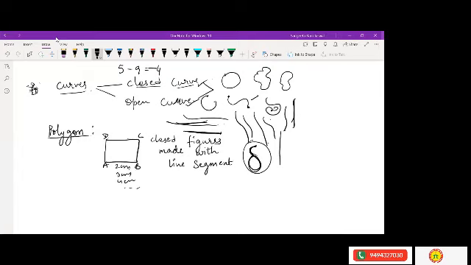And what are regular polygons? Regular polygons are those polygons which have all sides equal. Any polygon which has all sides equal is called a regular polygon.